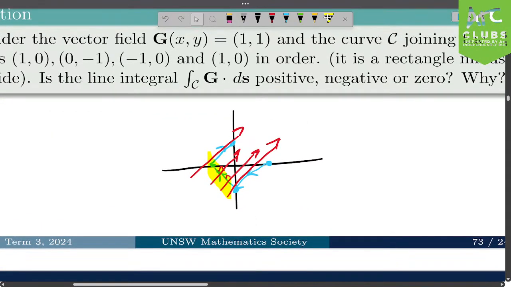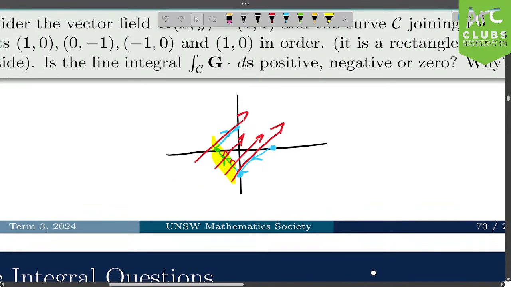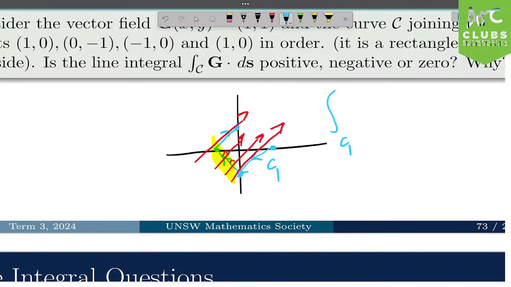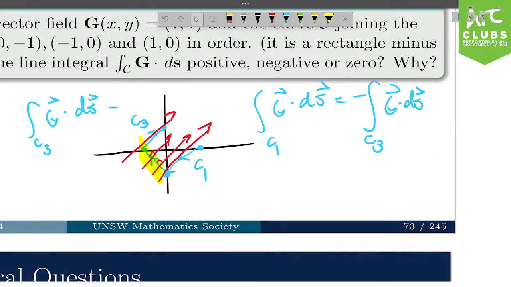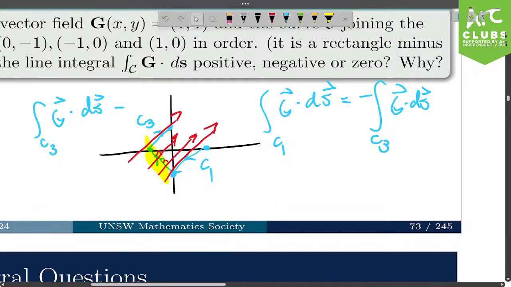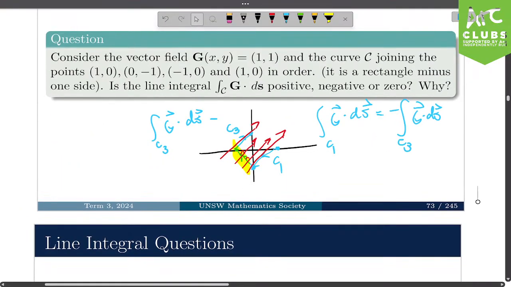Now, if we consider the side here, like C1, say that there is the integral like that, and then if we consider this like C3, which is the integral on the other side, notice that the two curves C1 and C3 are the same, but the orientation is just reversed. So because the orientation is reversed, this integral here is the negative of the integral on the other side. Because the orientations are reversed and the vector field is constant, they just cancel out. So in total, our whole line integral just goes to 0.